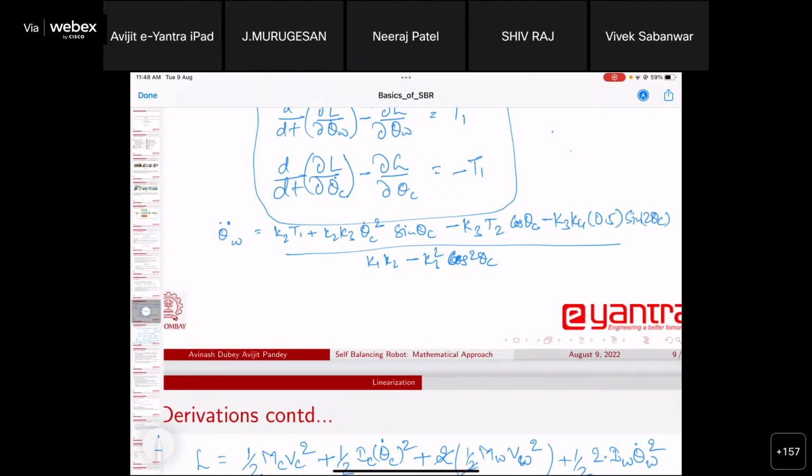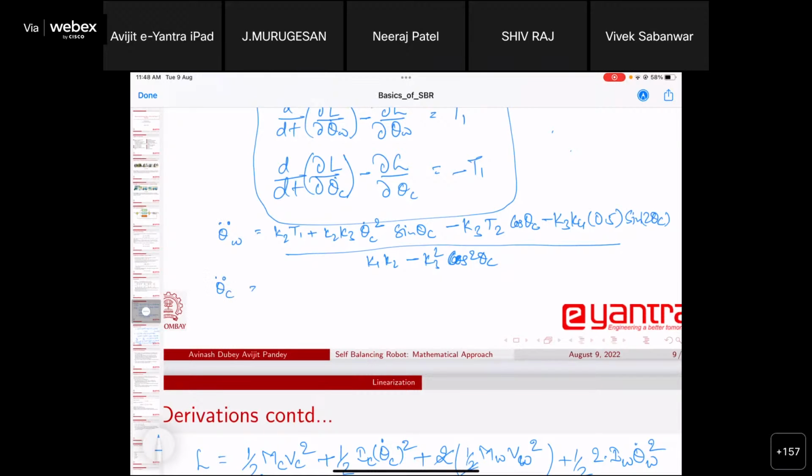These are the constants dictated by the system parameters like radius of the wheel, mass of the body, inertia of the body. So I have taken all those constant things as K1, K2, K3, K4. You will realize that these are constants, and I have just taken the inputs and the states as they are. So this is the expression you get for theta W double dot.